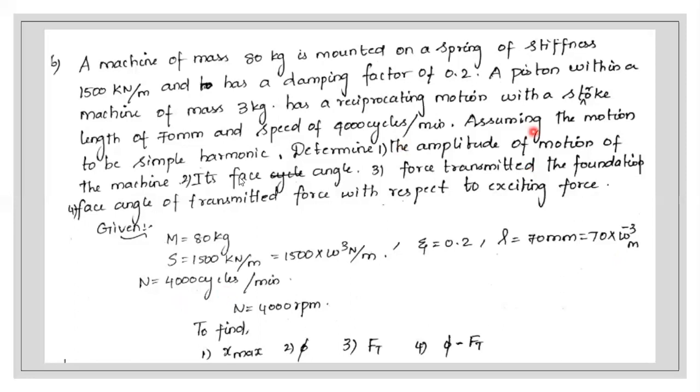Assuming the motion to be simple harmonic, determine the amplitude of motion of the machine. So amplitude means X max. Second thing, we need to determine the phase angle. Third one will be the force transmitted to the foundation, so FT, force transmitted. Fourth one will be the phase angle of the transmitted force with respect to the exciting force. So we need to determine the phi with respect to force transmitted.